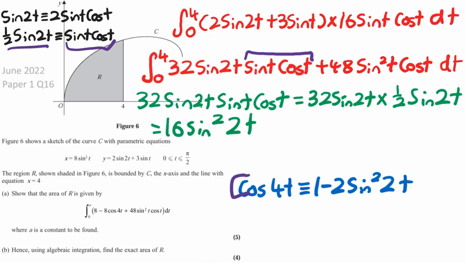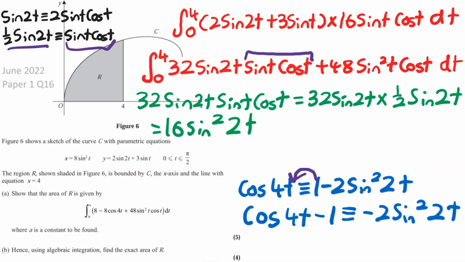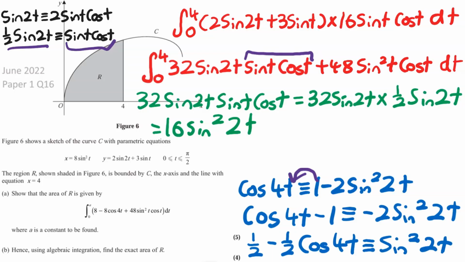Now, if we look at this identity down here, let's make this sin squared 2t the subject. So let's move this 1 onto the other side. So it's cos 4t minus 1 is equivalent to minus 2 sin squared 2t. If we divide both sides by minus 2, it becomes a half minus a half cos 4t is equal to this sin squared 2t. So we can sub out this sin squared 2t here for this half minus half cos 4t. That's what I've done here.